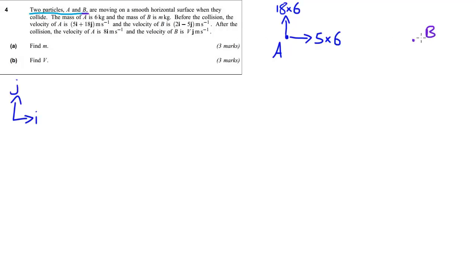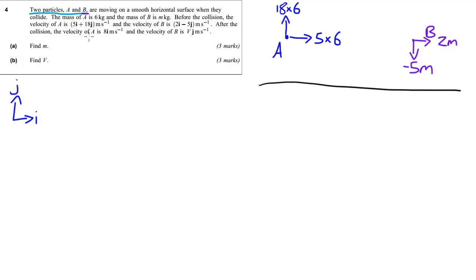So we have 2I, so going this way we have 2 times the mass, which is m, and going downwards we have a speed of minus 5, and again the mass is m. So that was before the collision. Let's draw a line under that and say, okay, now what's happening after the collision? Let's use the same colour.